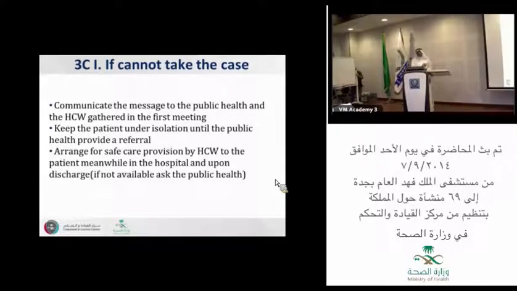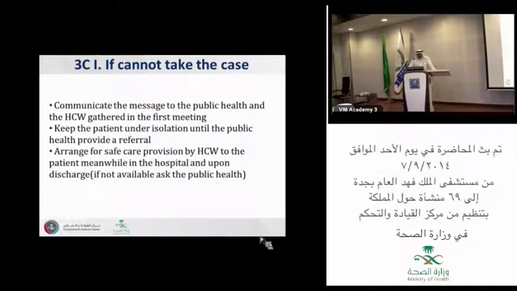You need to make sure that if you have a suspect case and you cannot handle it, it's no shame. Just tell the public health, I cannot do it, and I need you to come and take this patient from my hospital to somewhere else where they can take care of him. You need to keep the patient under isolation until somebody comes and takes him from you. Even if you cannot give him care, do not give him care. Keep him isolated until public health come and take that patient from you. And that happened to us actually with the contact of the first case. The other hospital called us, they said, come and take the case. We told them, keep him under isolation, nobody touch him until we go and take him ourselves, and we did that.